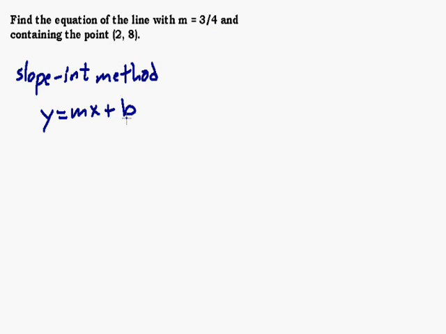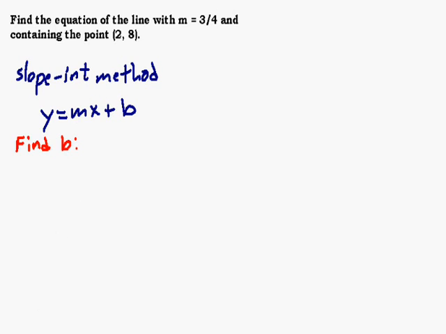What we don't know is the y-intercept. If we knew the slope and the y-intercept, we could just plug those in and we'd be done. So basically we need to find b. It's going to be your first step in the slope-intercept method. You got to find b because you don't know what b is.